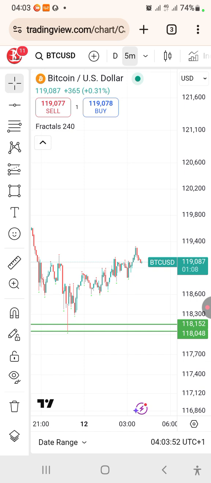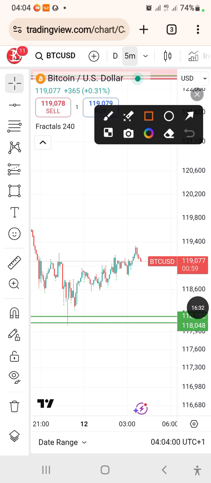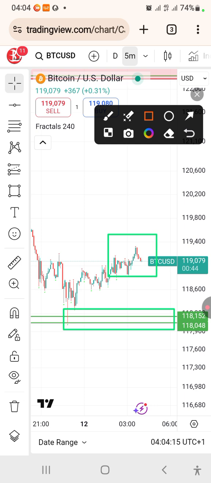Now another thing you need to take note of: when you want to enter, you need to calculate your risk. Now this is the level you've drawn. You can even go to 1 minute as long as you can see this level. Now you will wait for this market. I see the market is here.